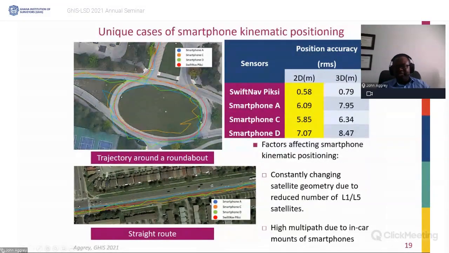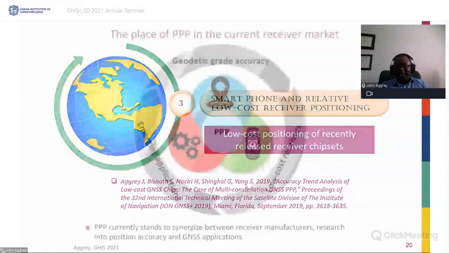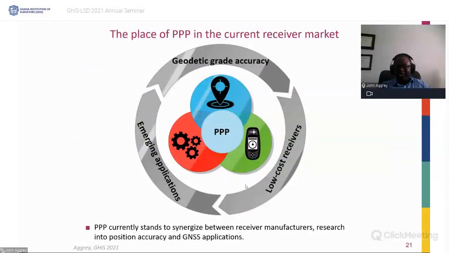I also drove in a straight line in a path, and you can see that the red line is where I actually drove. But the smartphones were just all over the place and very shaky. So not so great in a kinematic mode with the smartphone, but in a static mode, as I've shown previously, where you mount it on a tripod and leave it for some time, you get excellent results as well. I've been notified that I have only 10 minutes left. I had a whole lot to show, but I will just quickly go through it briefly.